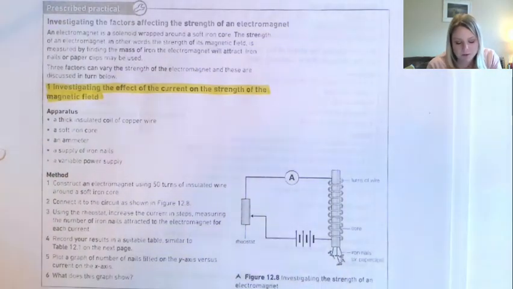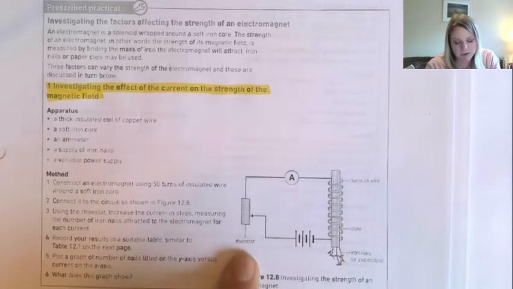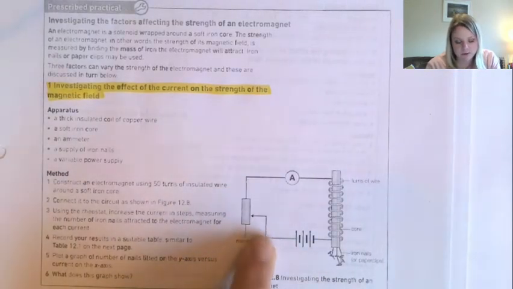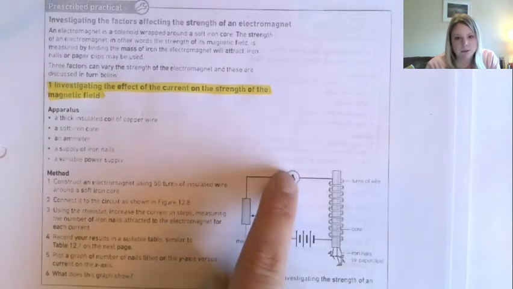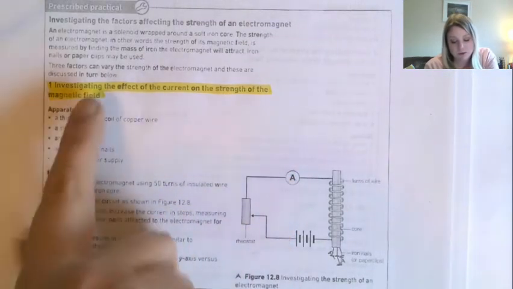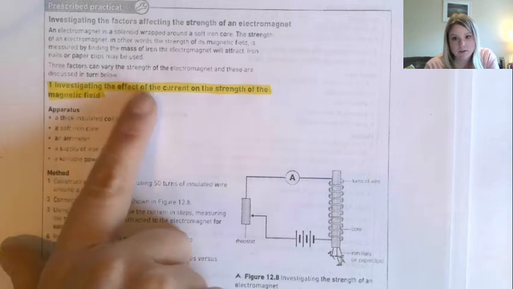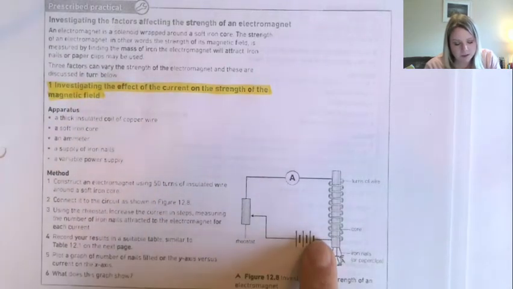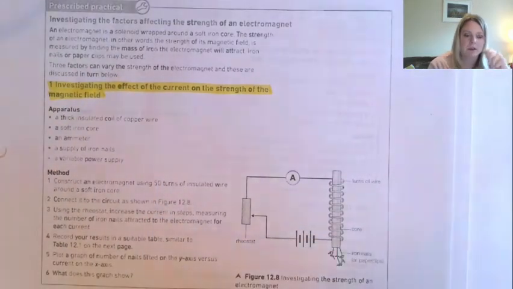So I'll talk you through this wee circuit. We've got our power supply, a variable resistor, or rheostat is another word for that, and then an ammeter so that we can measure the current, because this first one is the effect of current. So we just get a wee coil of wire. Hopefully when we're back in school we can have a wee go at this.